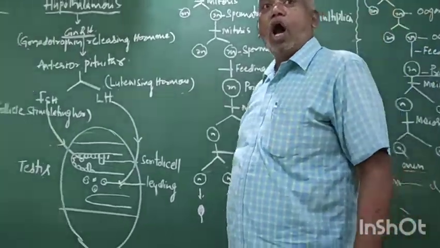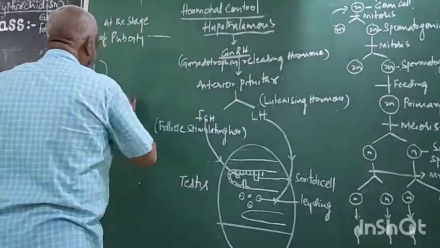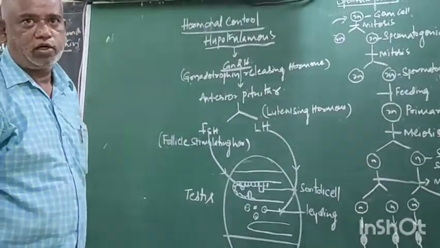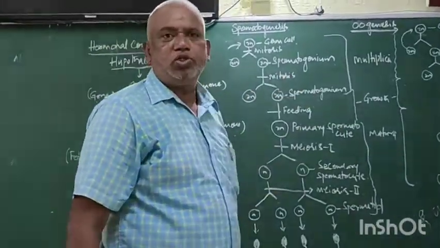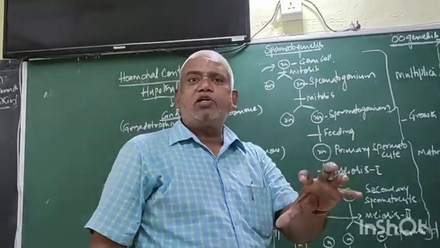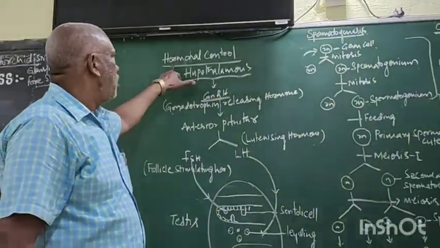Now come to the hormonal control. Both spermatogenesis and oogenesis are under the control of hormones. Right? Hormonal control.